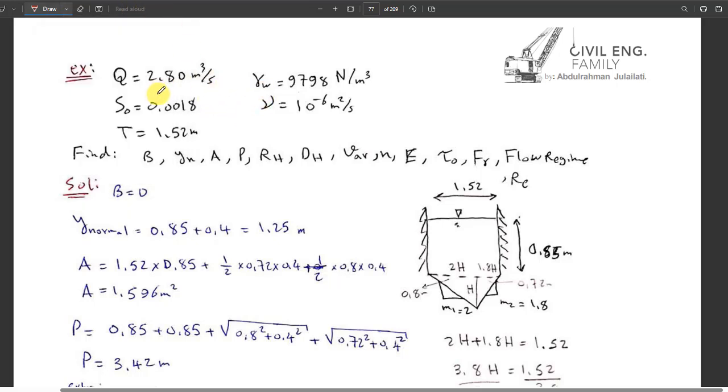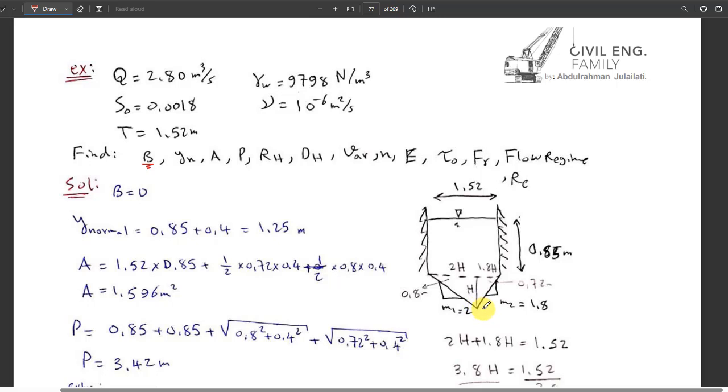So what does it say here? We have a question. An open channel with a discharge of 2.8 meter cubed per second, bed slope of 0.0018, and T is 1.52. So T is given, gamma water is given, and viscosity is given. Firstly, they are asking us about B. What should we answer for B? If we look at the section, how it is given, there is no base width.